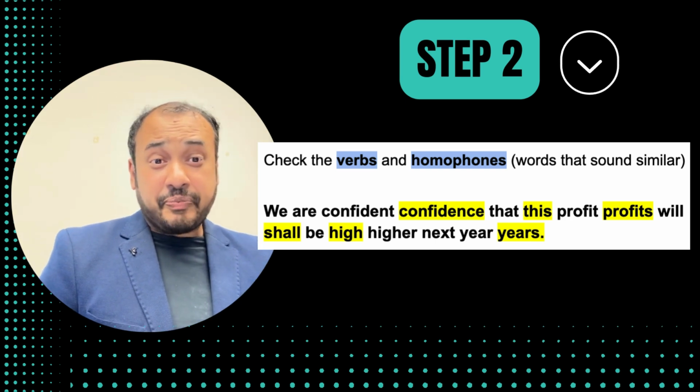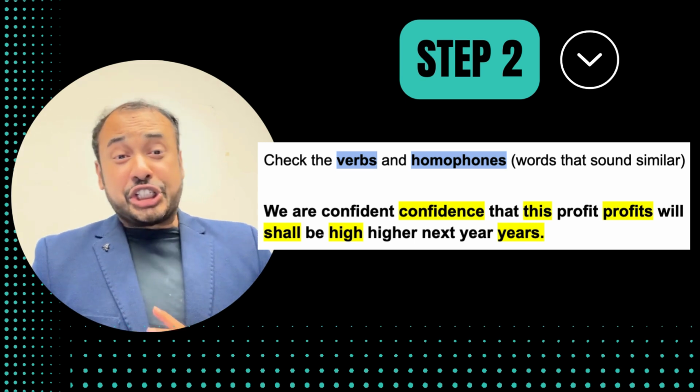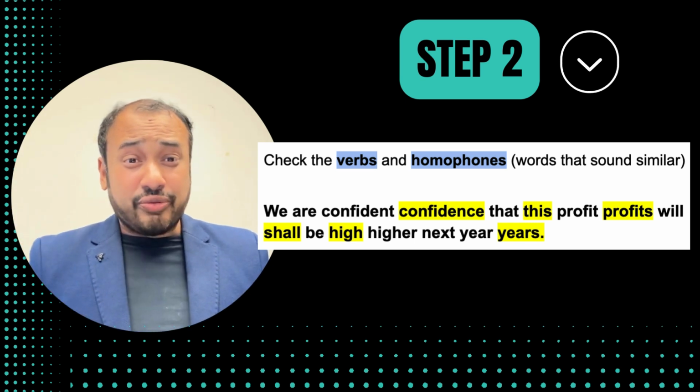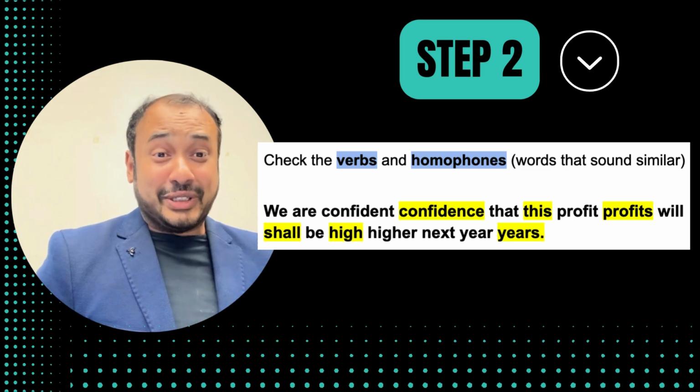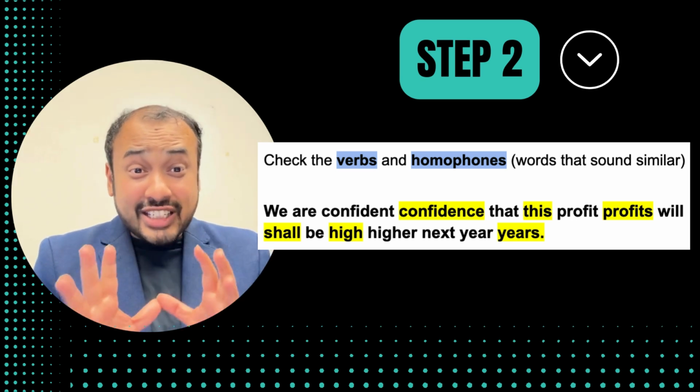Add an extra word. And then will or shall, confused. They're very similar. Add an extra word. Okay, there's no problem. Just add an extra word.